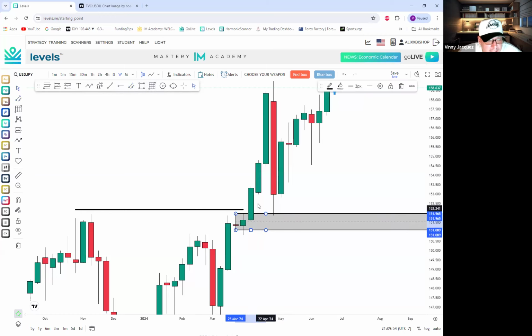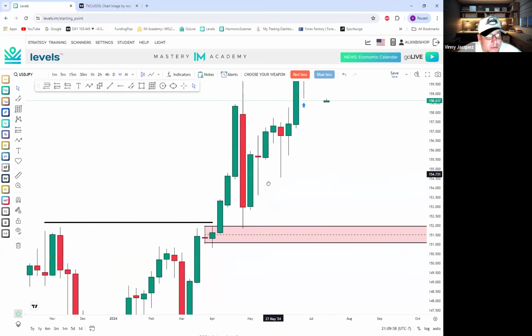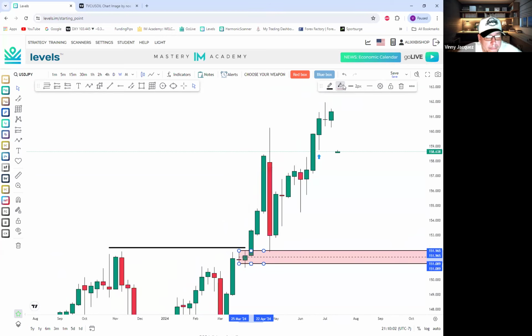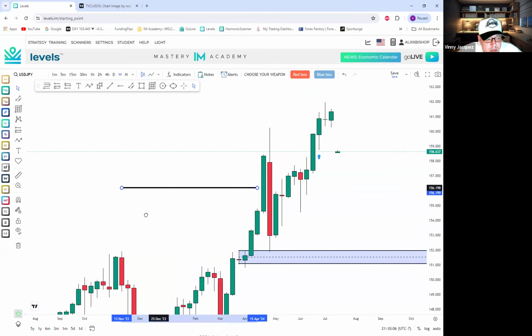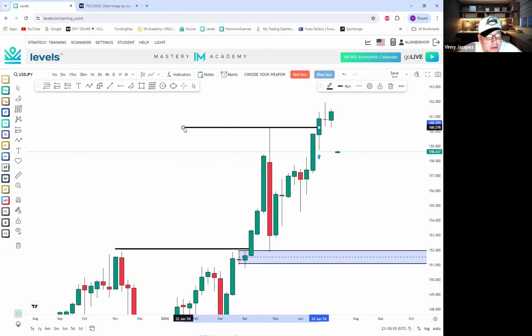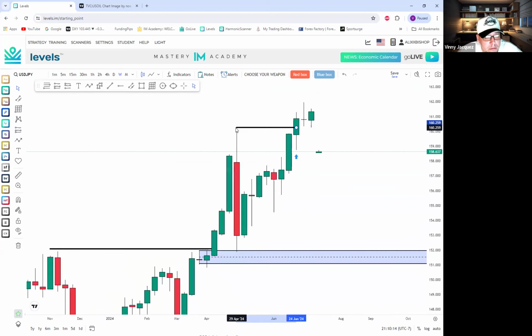Snipe. First touch gang, baby. I'm sorry. First touch all day, right? And then boom, we get, that should be blue actually. BOS, and then we got a break of structure right here as well. First touch gang, bro. I'm telling you, y'all better just leverage correctly, bro, and get in there.